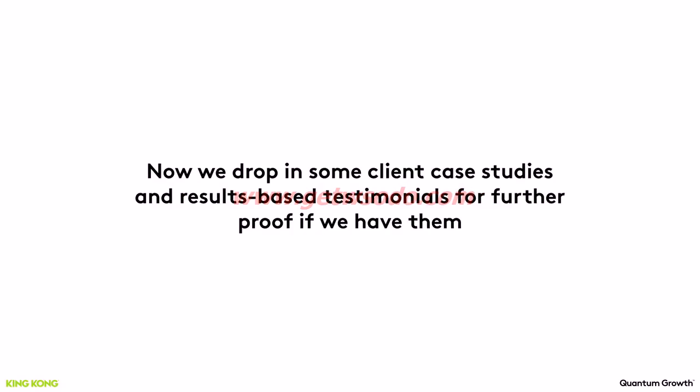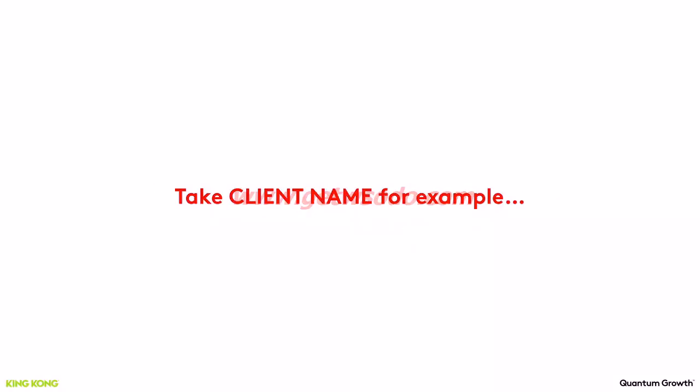And then you want to go on and say, but this hasn't just worked for me. Now, we drop in some client case studies and results and testimonials and anything else that we've got to further prove that we have them. Like anything that we've got, we need to show those results. And then you'd say, take client name, for example. Take John Doe. I helped John Doe go from desperately trying to make payroll and pay for his staff and losing money to exploding his business to $2 million a year.